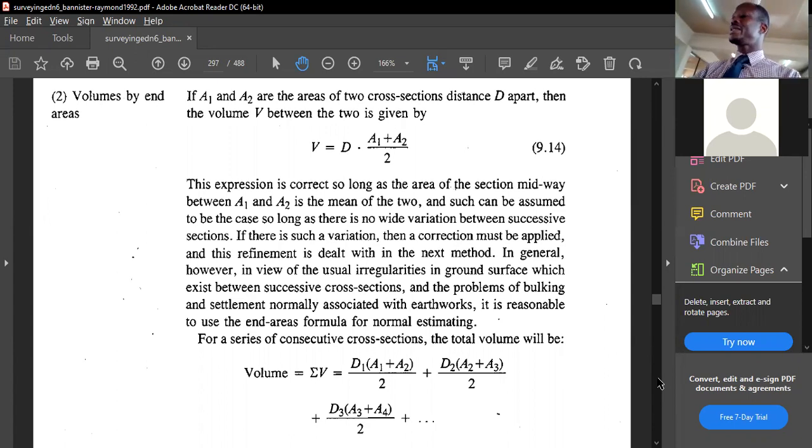Then we have volumes by end areas. V is equal to D, as you say, end. So one end has an area of A1, the other end is A2, divided by 2. So D is the distance between the cross sections. So the cross sections are a distance D apart. Okay, cross sections.